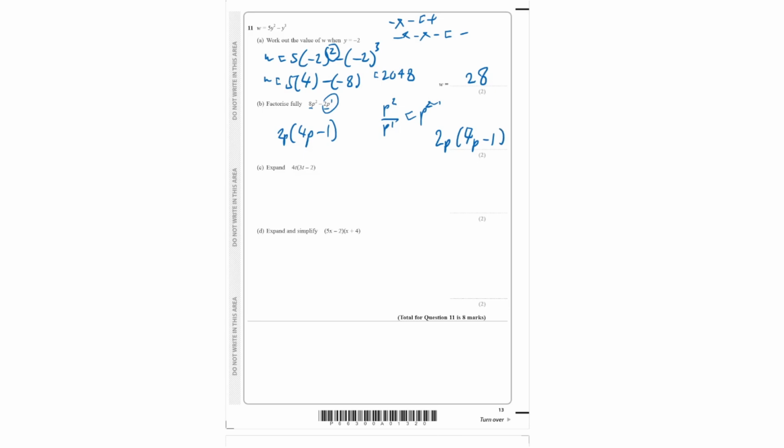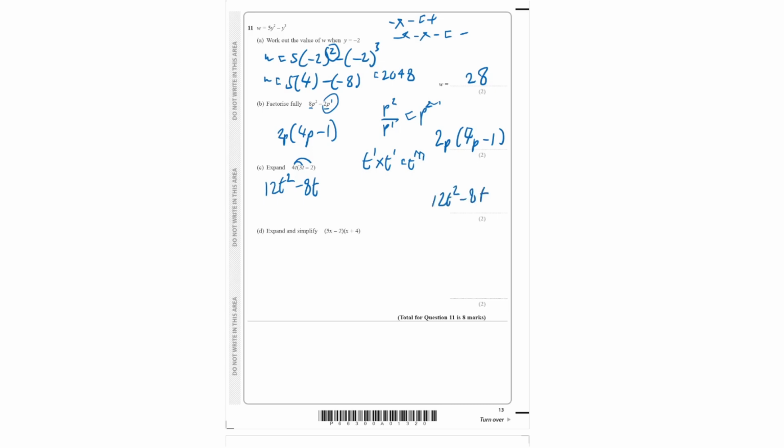Expand 4t into (3t minus 2). Now, when expanding brackets, we have to multiply everything inside the bracket. 4 times 3 is 12, and t times t is simply t to the power of 1 plus 1, so that's t squared. Then 4 times -2 is -8, multiplied by t is -8t. So we get 12t squared - 8t.